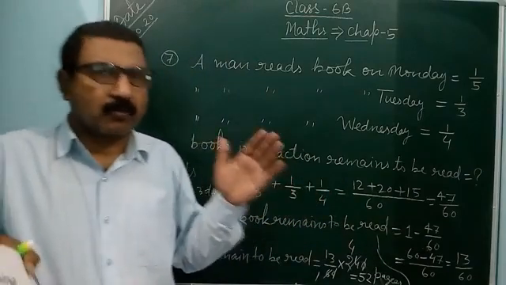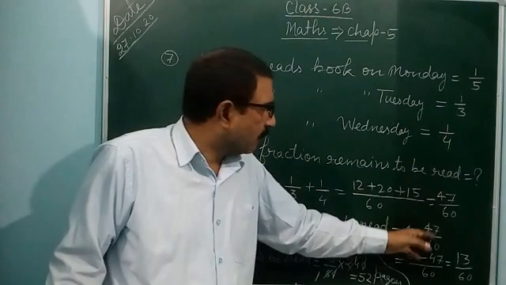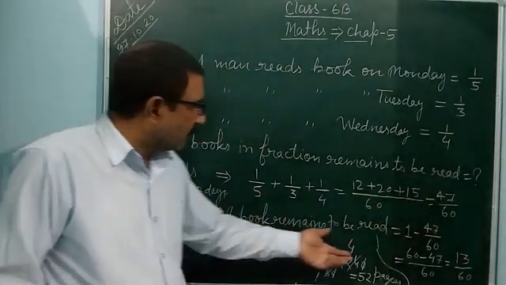Because the book is the whole one. One book is there, a whole one. So from 1 you subtract 47 by 60. That will become the fraction of the book that remains to be read.